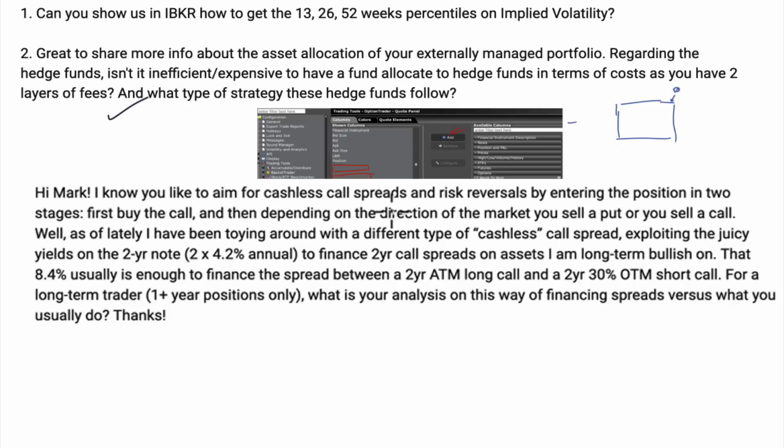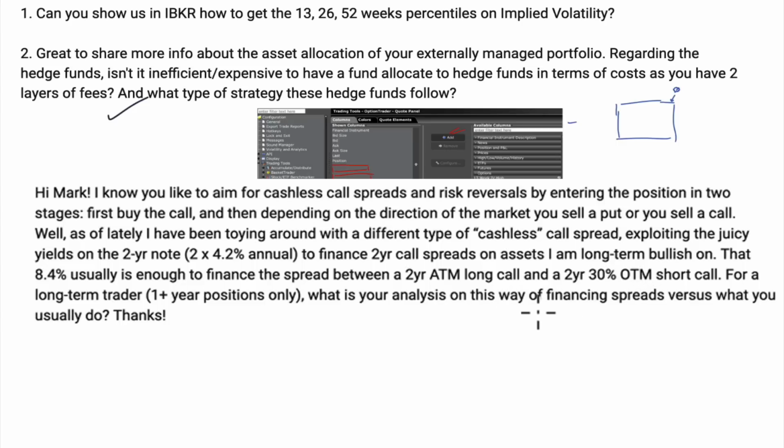Let's see. I know you like to aim for cashless call spreads and risk reversals by entering the position in two stages. First buy the call, then depending on the direction of the market, you sell a put or you sell a call. I have been toying around with different types of cashless call spreads, exploiting the juicy yields on the 2-year note to finance 2-year call spreads on assets I am long-term bullish on. That is 8.4%, okay, over 2 years, usually enough to finance a spread between a 2-year at-the-money long call and a 2-year 30% out-of-the-money short call.